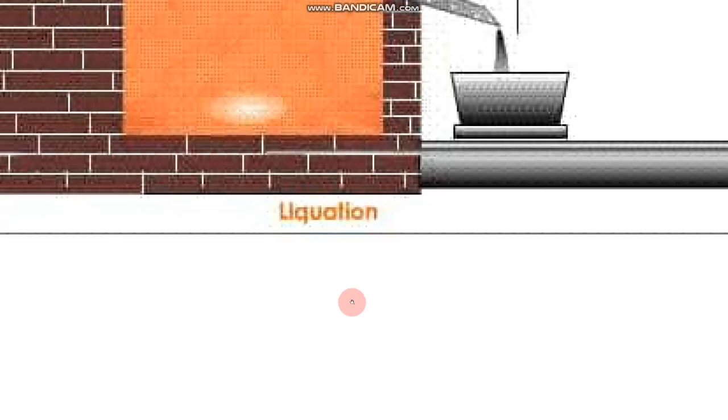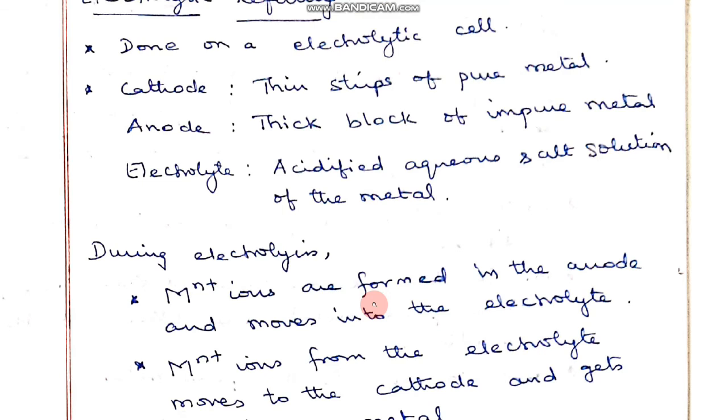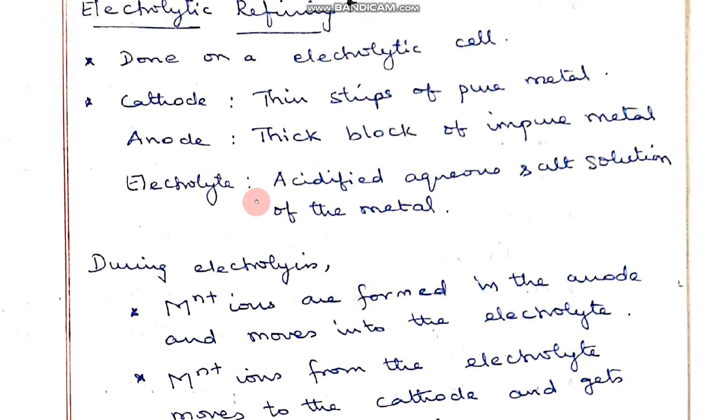Moving on to the next method, which is very common and very reliable, and all of you know it, that is electrolytic refining. It is done in an electrolytic cell. You should have a cathode, an anode, and an electrolyte. I have mentioned everything with respect to a general example, not quoting any specific equation here. The cathode should always be the pure metal, the anode should be the impure metal, and the electrolyte should be an acidified aqueous solution of the salt.